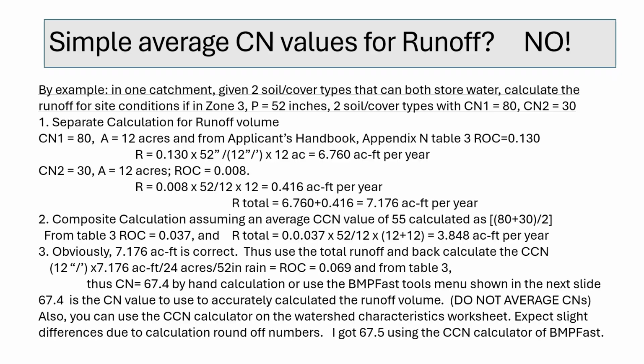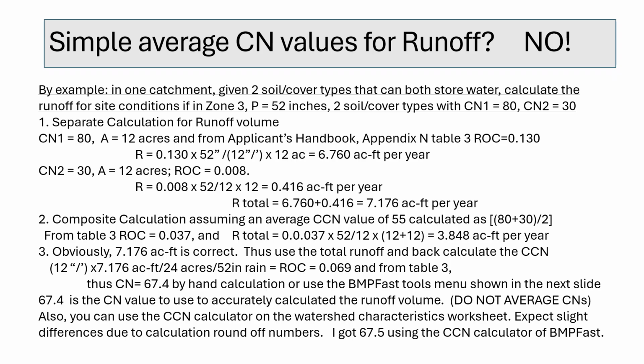The first has a curve number of 80, and the second has a curve number of 30. When you calculate runoff separately for each area and then add the results together, you get 6.760 acre-feet per year from the first area and 0.416 acre-feet per year from the second, giving a correct total of 7.176 acre-feet per year. Now watch what happens if someone takes the shortcut of simply averaging the two curve numbers.